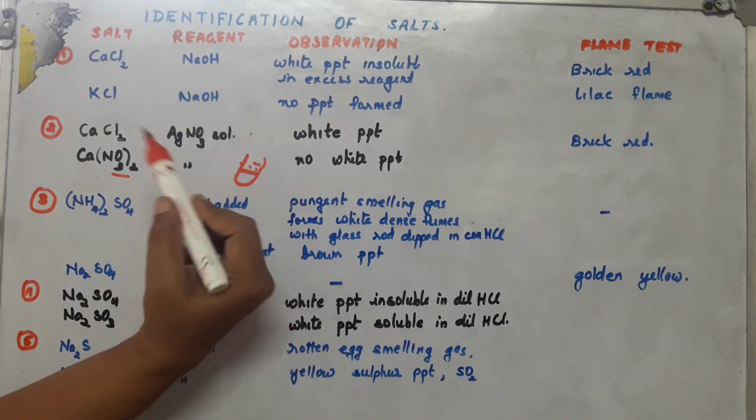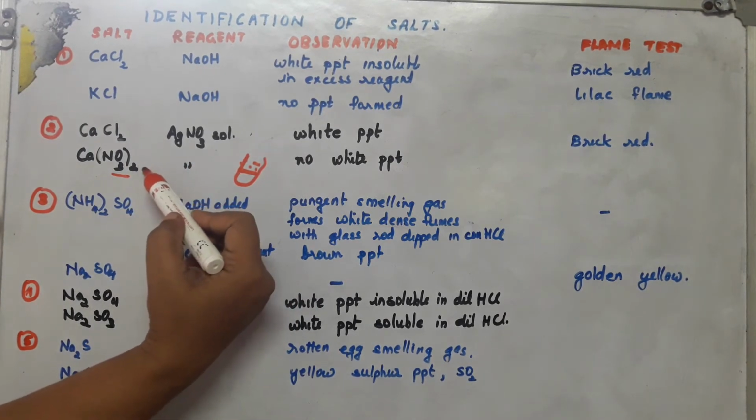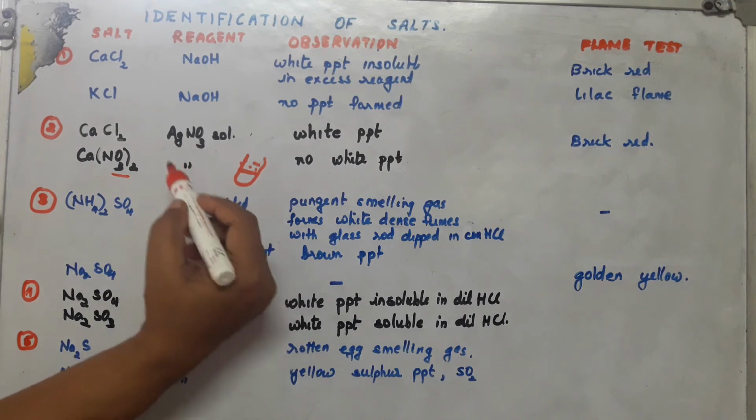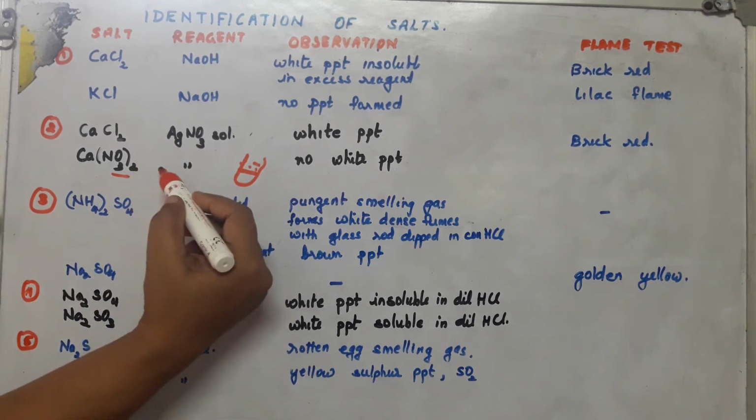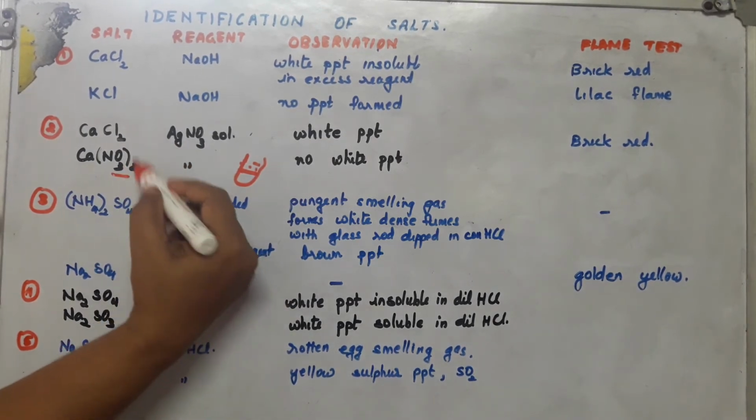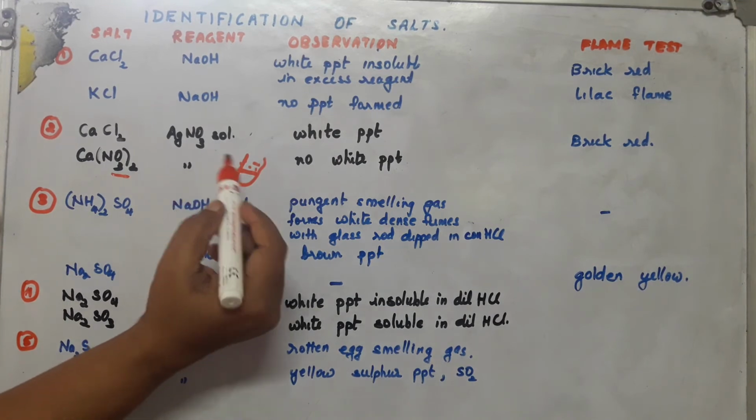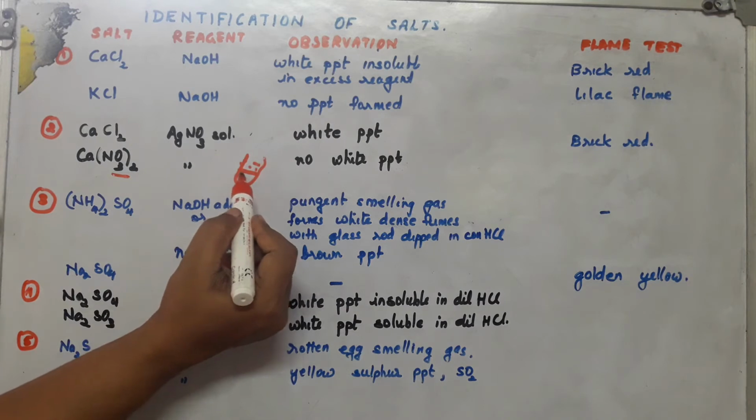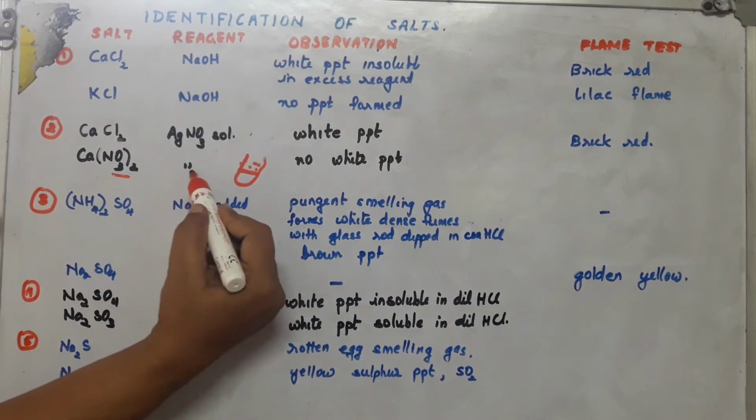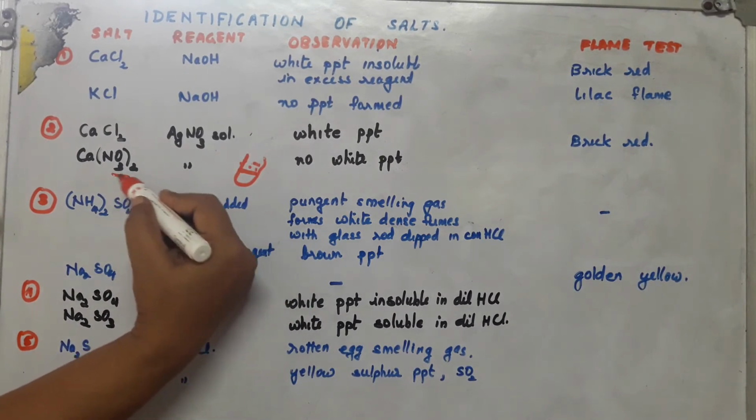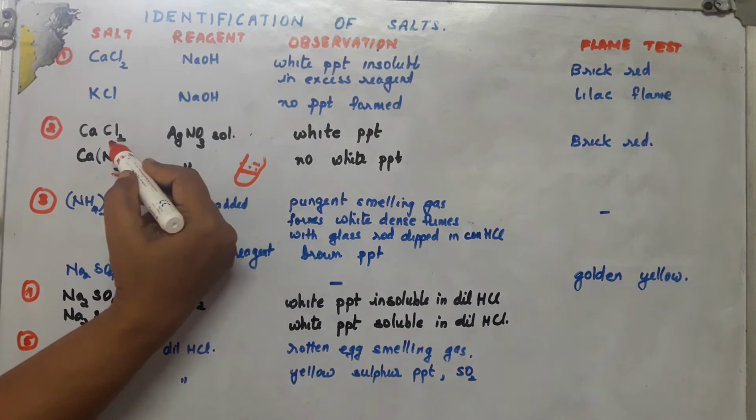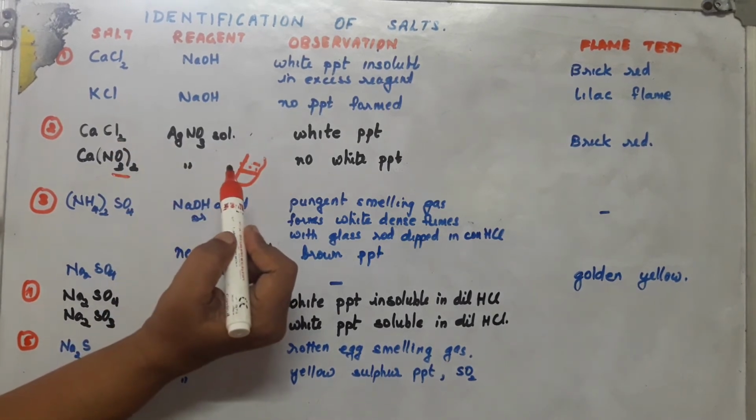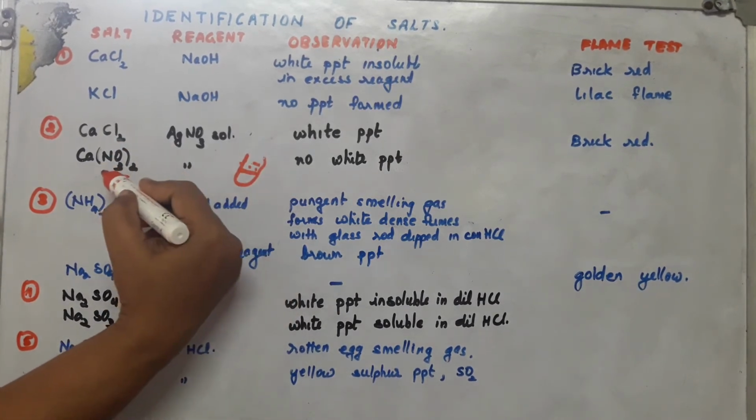So how has it been done? Once again I am repeating. We have to add freshly prepared FeSO4 solution to the salt solution, then add concentrated H2SO4 through the sides of the test tube, and you will see at the junction of the two liquids there will be a brown ring. So a brown ring will be formed in case of salt with nitrate, whereas chloride salt will not be giving a brown ring. So that is to identify nitrate.